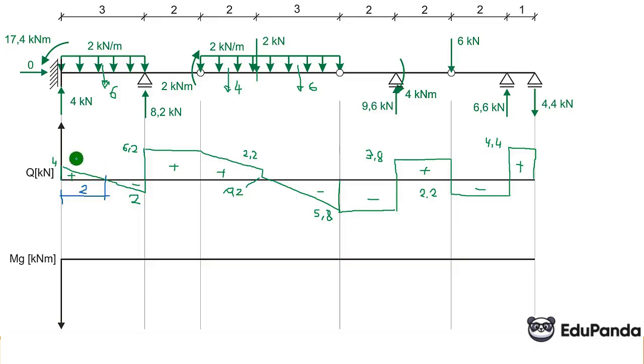4 times 2 times 1/2 equals 4. The area of this is 2 times 0.5 times 1, which is 1. The area of this is 6.2 times 2, which is 12.4. Now this area, here we have a trapezoid that looks like this. So we have 2.2 plus 6.2 equals 8.4 times 2 divided by 2. That is 8.4.